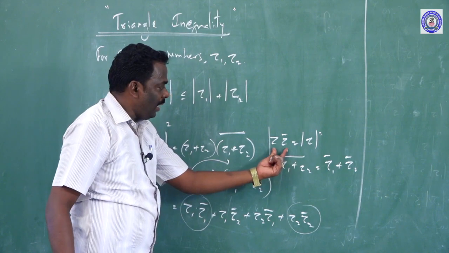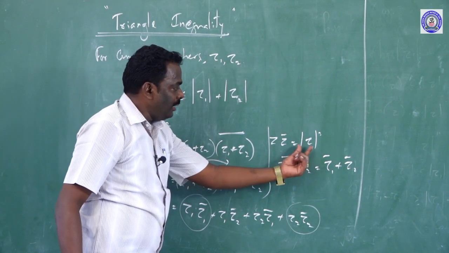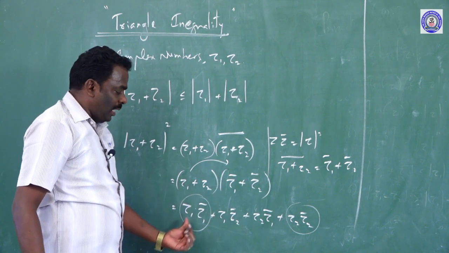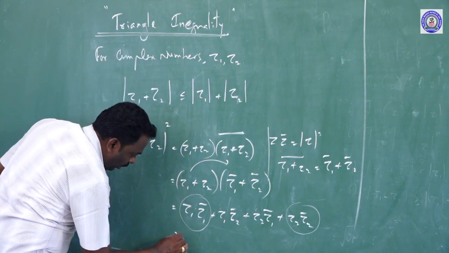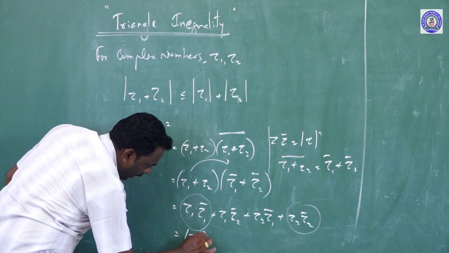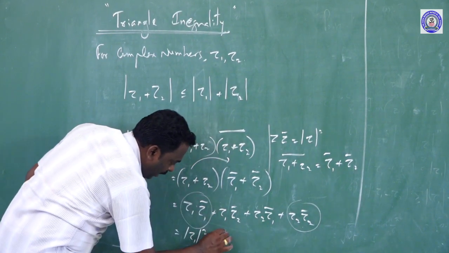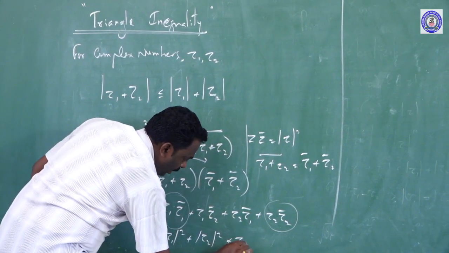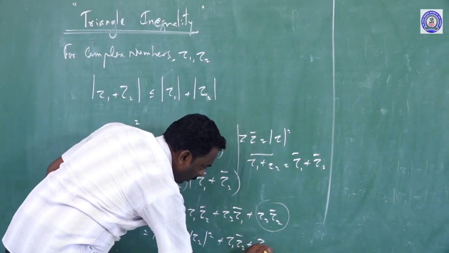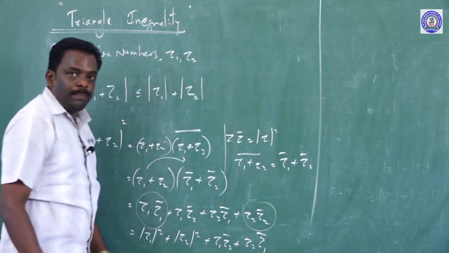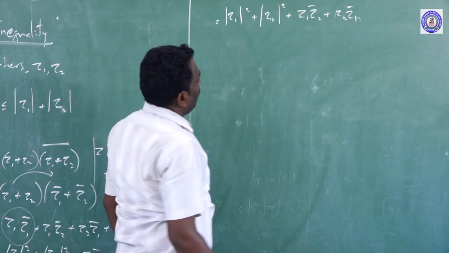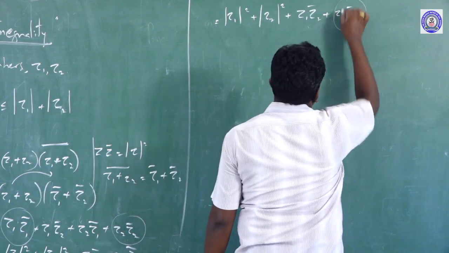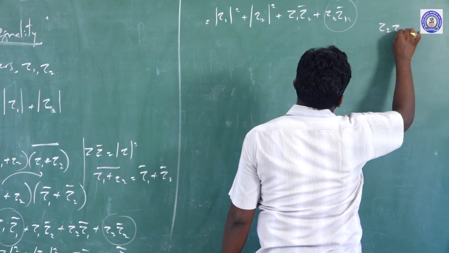By applying this formula, z into z bar equals modulus of z square. Therefore z1 into z1 bar equals modulus of z1 square, plus modulus of z2 square, plus these two remaining terms, z1 into z2 bar plus z2 into z1 bar as they are. Okay, this is the last line. Now we want to convert these two terms. Let us first consider this term z2 into z1 bar.